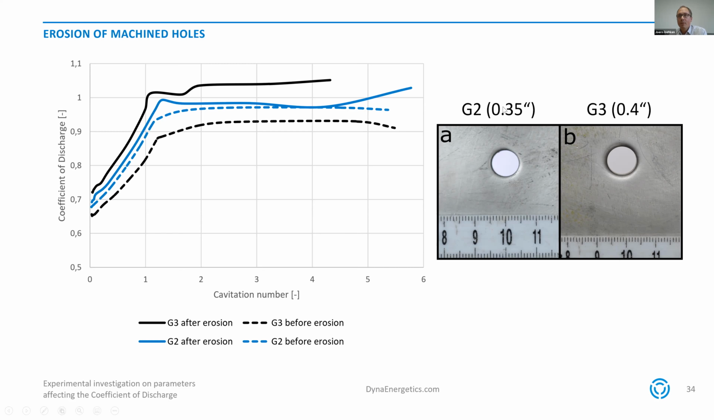But what is visible for G2, you see an increase in the coefficient of discharge just due to the rounding of the inlet. And for just this second plate, G3, this effect is even more pronounced. And actually, it seems that for low cavitation number, the increase is smaller than for high cavitation number. So this effect of erosion on the coefficient of discharge might be related to the cavitation number.